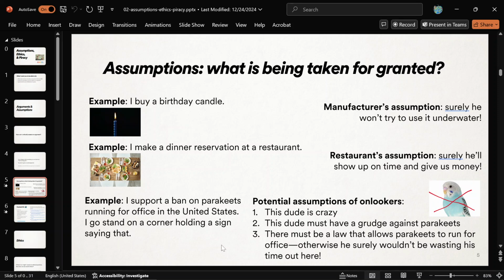Does that kind of make sense? Any questions about that? So when things happen, when you say things, when you talk to people, there's assumptions deep down that it's important to think about and to understand, all right?